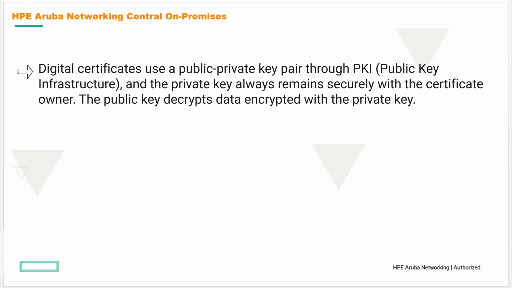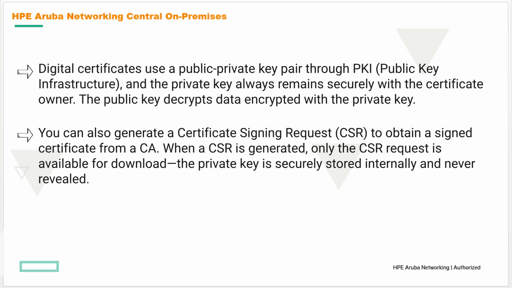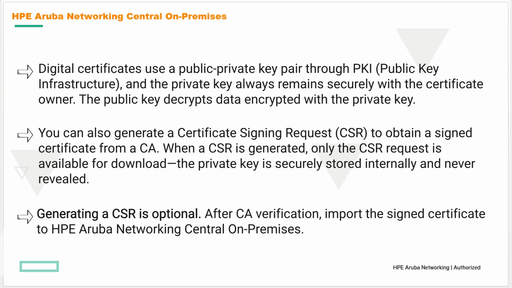Digital certificates use PKI that requires a private-public key pair, and the private key remains securely with the certificate owner and is never exposed. A certificate encrypted with a private key is decrypted with its public key. Optionally, you can also generate a CSR from an application or device to obtain a digital certificate from a trusted CA. When generating a CSR, the private key is stored internally and never revealed. Only the CSR request is available for download. Once the CA verifies the CSR and issues a signed certificate, import the certificate into Central on-premises.